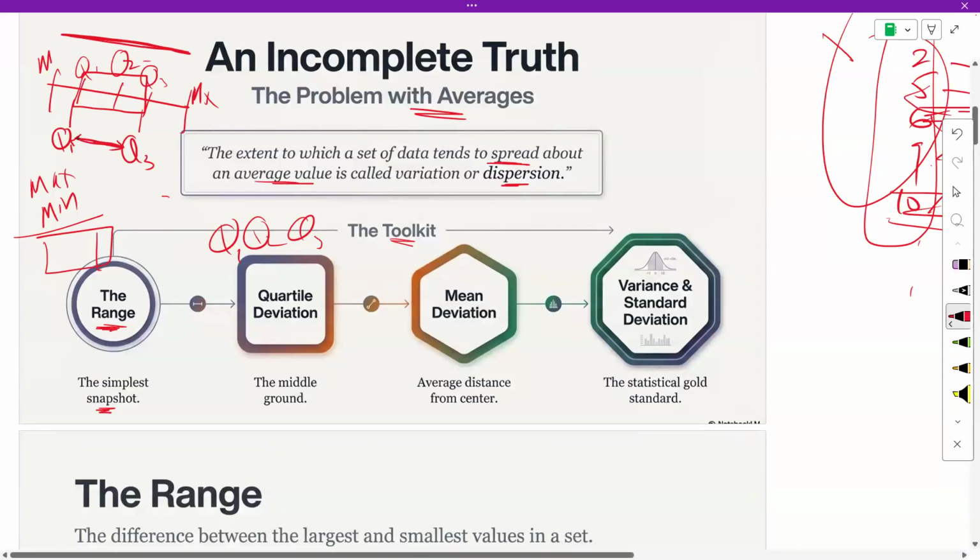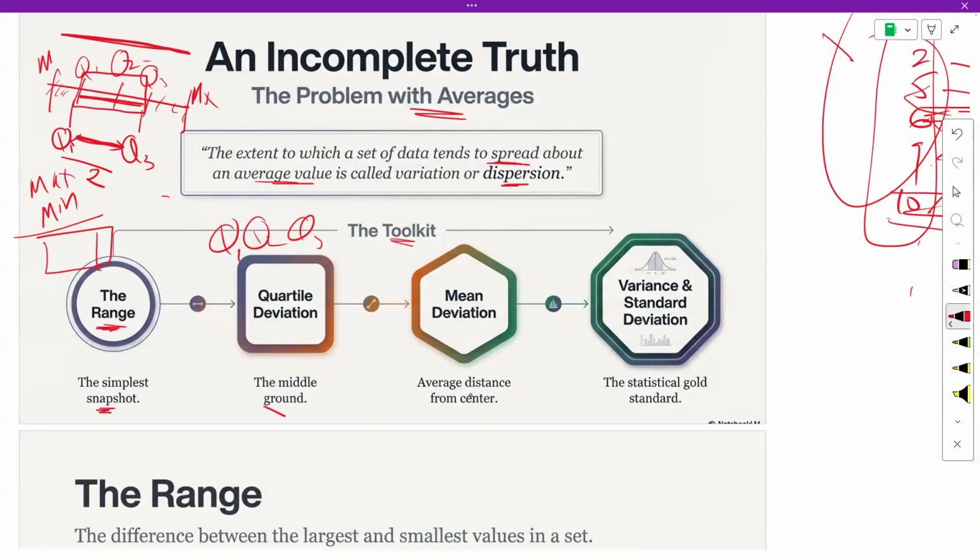But here, Q3 minus Q1 is the interquartile range. And interquartile deviation means we take the interquartile range and divide it by 2. Then we get the quartile deviation. So this considers the middle ground. It ignores this area and this area. It covers 50% of the data set.